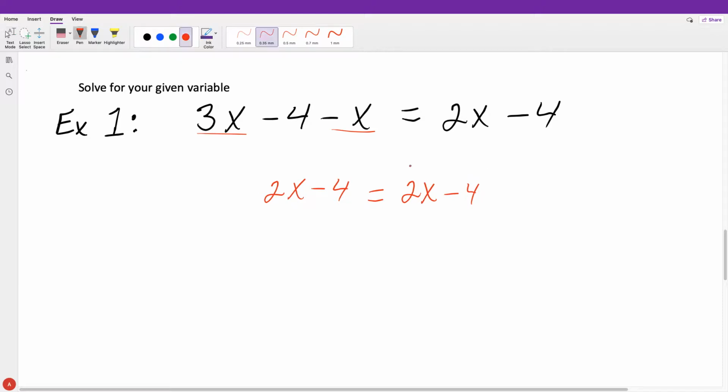So what we would do first is we're still going to break this down, and we're still going to move our variables. So I want my variables on one side of the equation. So I'm going to move my 2x to the other side. To do that, I need to subtract 2x. Well, in both of these cases, they're going to cancel out and be 0. And by doing that, now we're just left with a statement that says negative 4 is equal to negative 4.